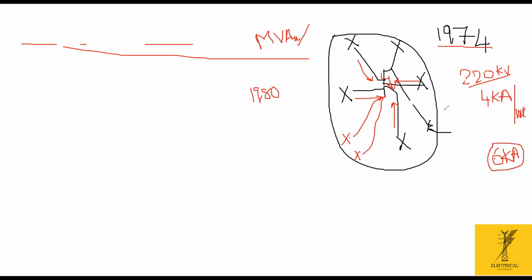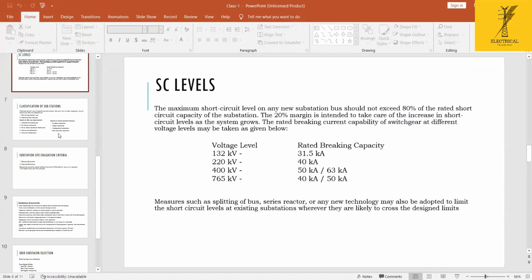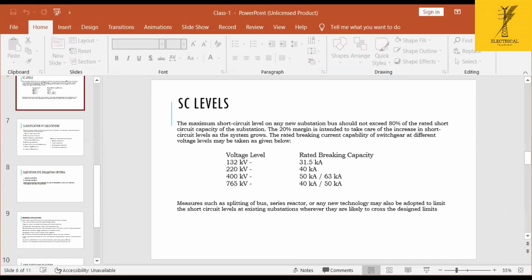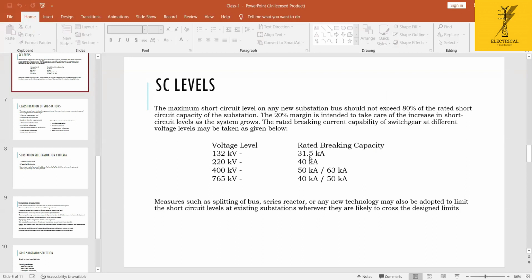So to avoid these things, power system engineers across the globe, as per IEEE or IEC, standardized some fault levels with respect to the voltage level. For 33 kV, they standardized the fault level at 25 kA. Let me share that with you. If you see here, for 33 kV they standardized 25 kA, for 132 kV 31.5 kA, 220 kV 40 kA, 400 kV 50 kA or 63 kA, and 765 kV 40 kA or 50 kA. These are the standardized fault levels for substations at these voltage levels.